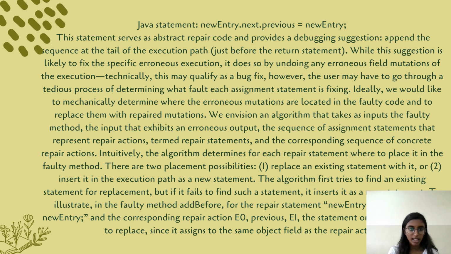While this suggestion is likely to fix the specific erroneous execution, it does so by undoing the erroneous field mutations of the execution. Technically, this may qualify as a bug fix. However, the user may have to go through a tedious process of determining what fault each assignment statement is fixing. Ideally, we would like to mechanically determine where the erroneous mutations are located in the faulty code, to be replaced with the paired mutations.